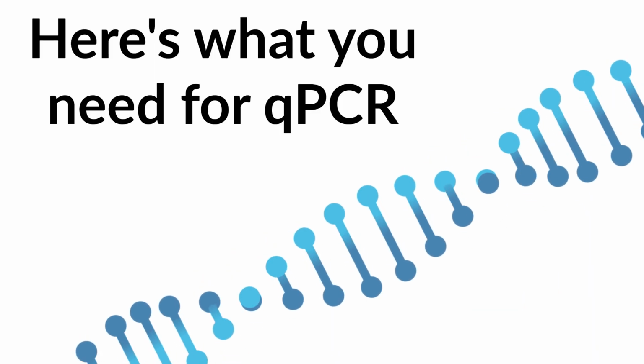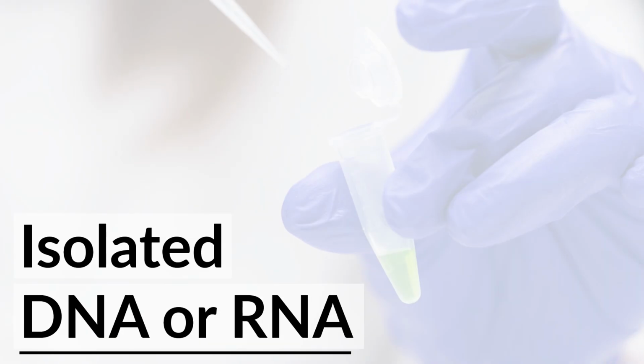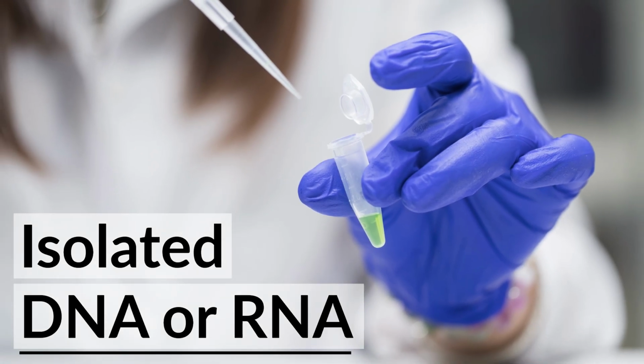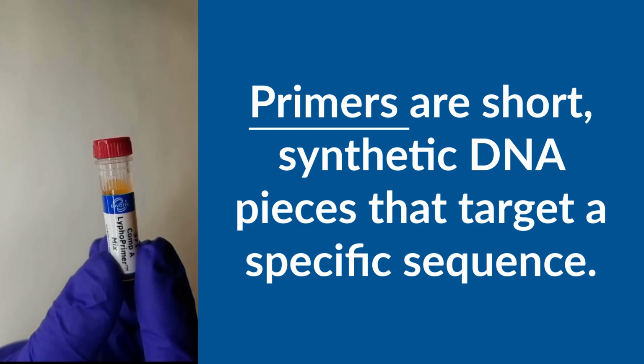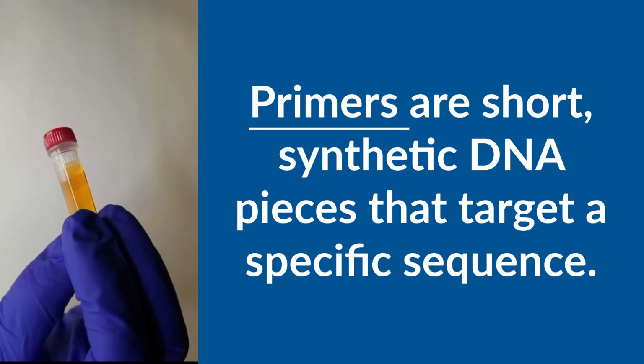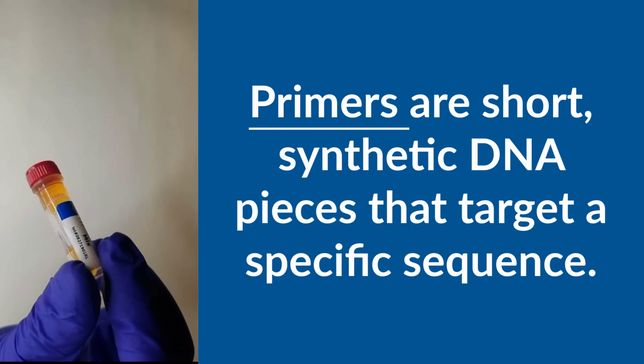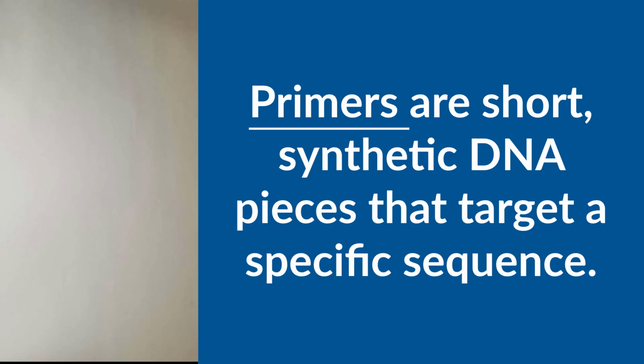Here's what we need to perform qPCR. First, we need some DNA or RNA that was isolated from the samples we want to study. We add short synthetic pieces of DNA called primers. They are designed to be complementary to the specific part of the DNA we want to copy.